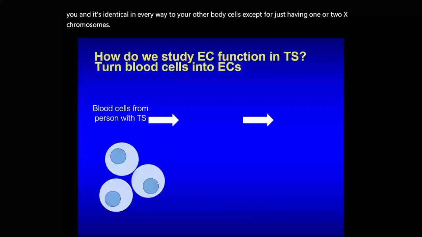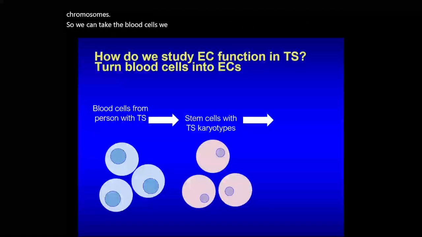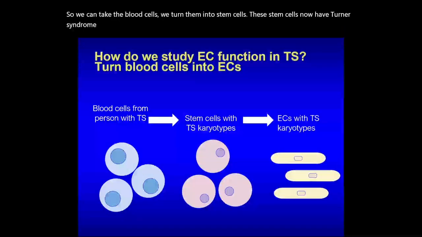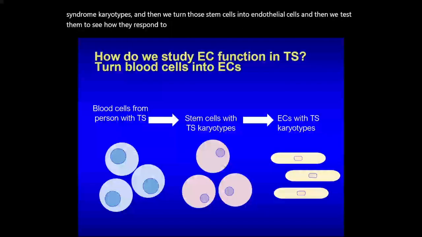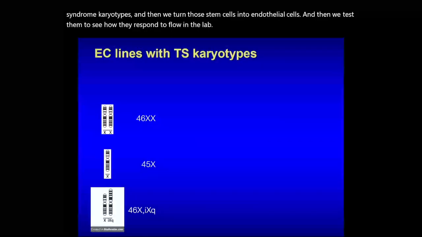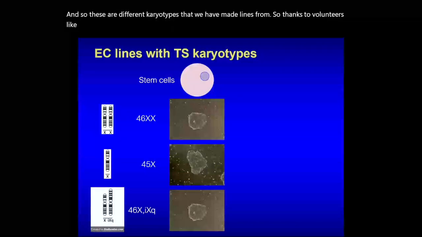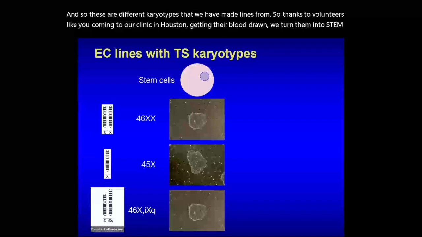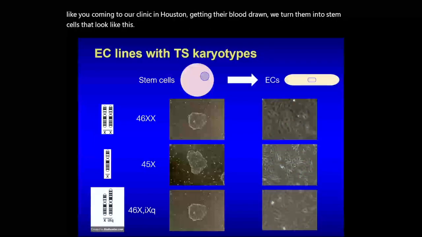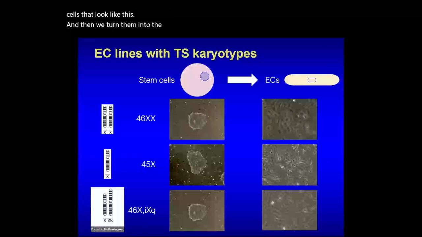So we take the blood cells, we turn them into stem cells. These stem cells now have Turner syndrome karyotypes. And then we turn those stem cells into endothelial cells. And then we test them to see how they respond to flow in the lab. And so these are different karyotypes that we have made lines from. So thanks to volunteers like you coming to our clinic in Houston, getting their blood drawn, we turn them into stem cells that look like this. And then we turn them into endothelial cells that look like this.